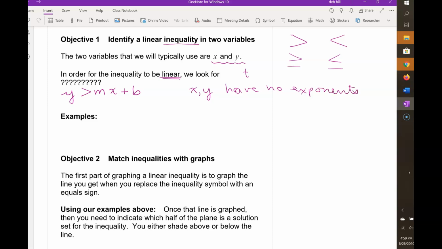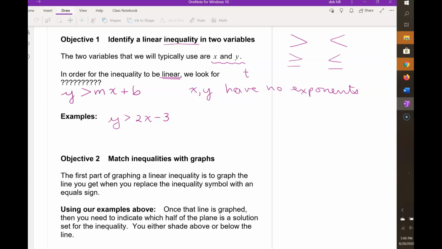The x and the y are not multiplied together. So the inequality has to fit this model in order to be a linear inequality in 2 variables. So for example, we could have y is bigger than 2x minus 3. So then remember that the m is the 2 and the b would be the negative 3, and this is a linear inequality in two variables.